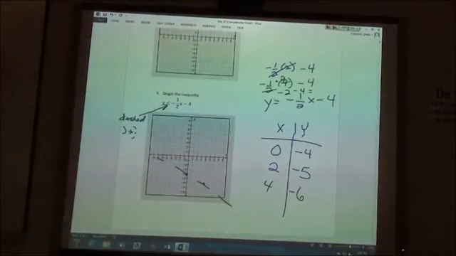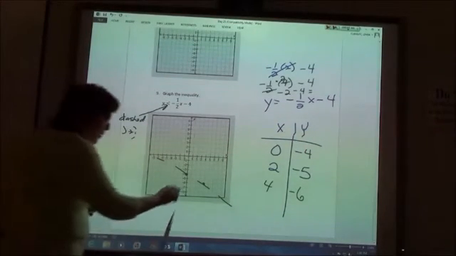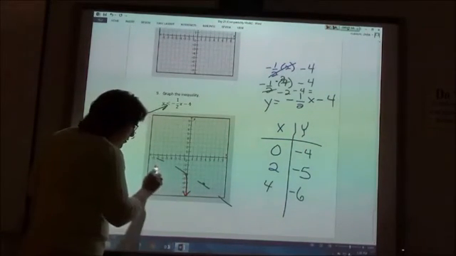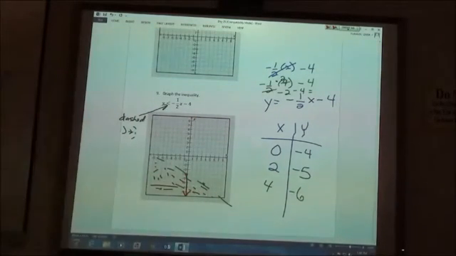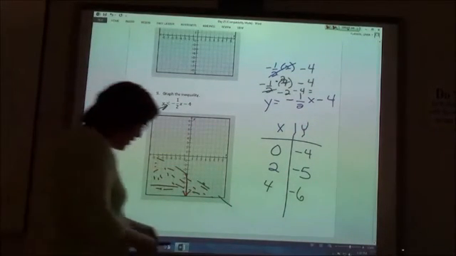And then I have to figure out my shading. Y is less than my line, so should I shade above that line or below that line? Below. Below. Here's my y-intercept. If I go straight down, I'm shading down here. And that's what my graph would look like then. That must be the end of chapter 4.